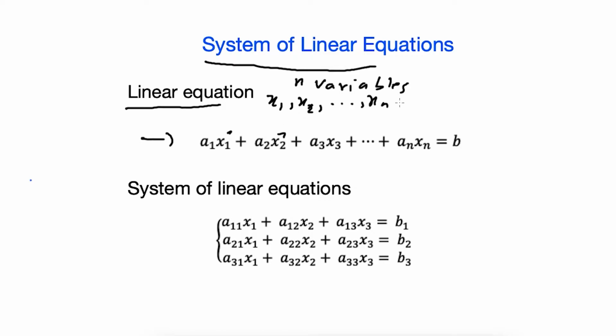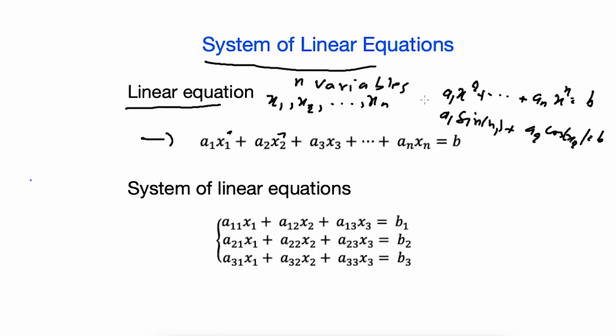That means that quadratic equations, when we have, for example, a1 x2 squared plus till an xn equals b, is not a linear equation because the power here is 2. And also equations with variables in sine, for example, a1 sin x1 plus a2 cos x2 equals b, this is also not a linear equation. And the same for, for example, absolute value of x or square root of x. So that means we must have all variables with power 1.